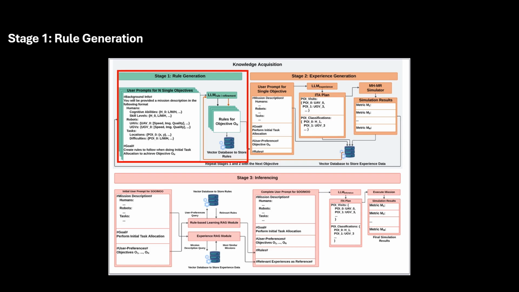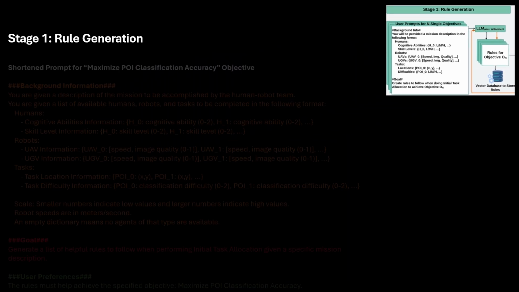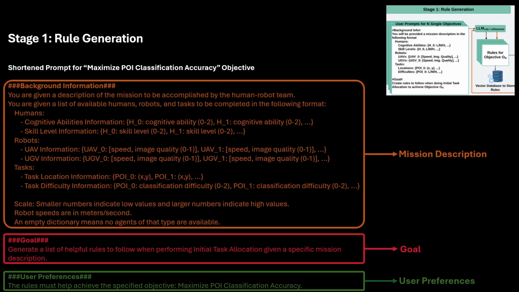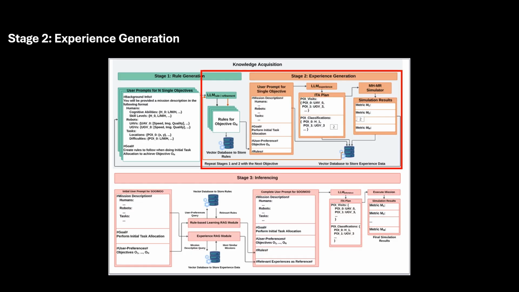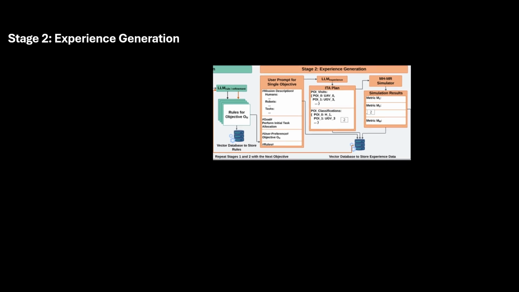The first stage in our framework is rule generation, where the LLM generates a set of helpful rules to follow to achieve each user-specified objective. Here you can see an example prompt with three components: the mission description, the goal, and the user preferences. We structured the prompt in our custom SPF to help organize all the information for the LLM. Using this prompt, the LLM generates a set of rules as shown on the right, and they are stored for future use.